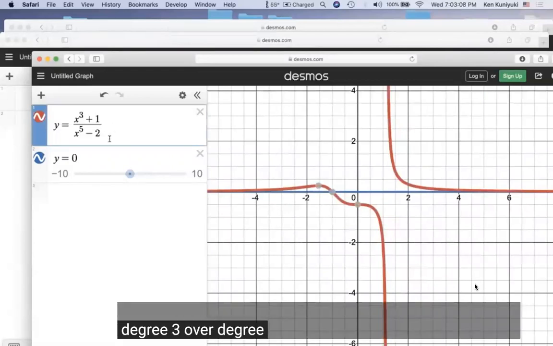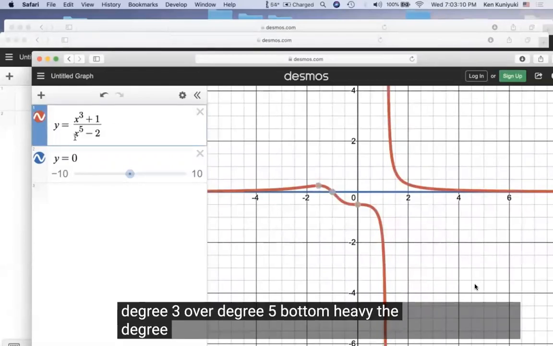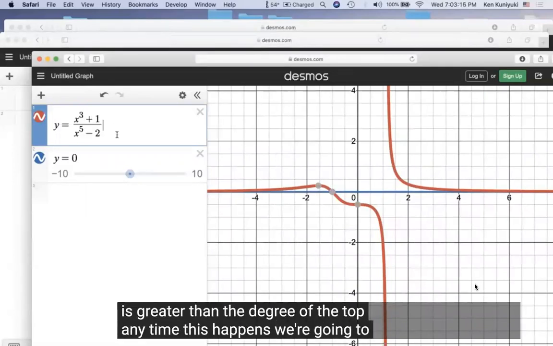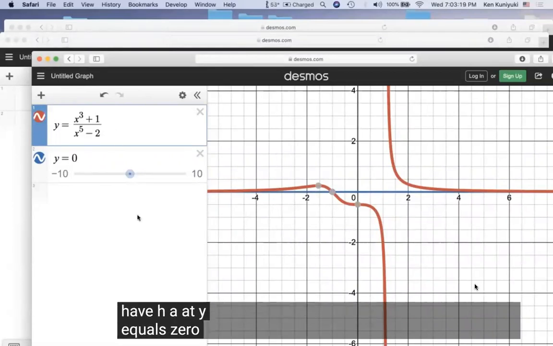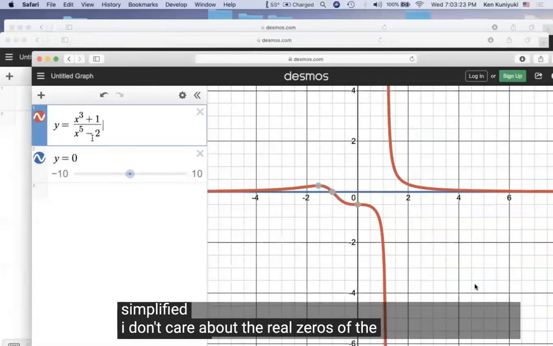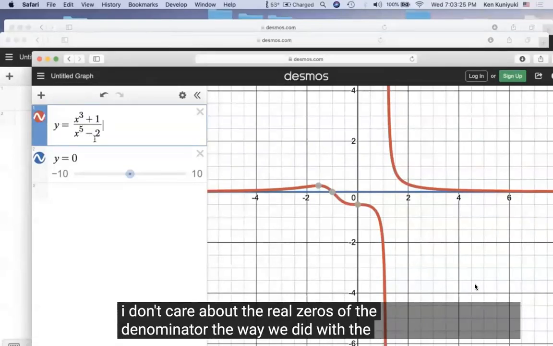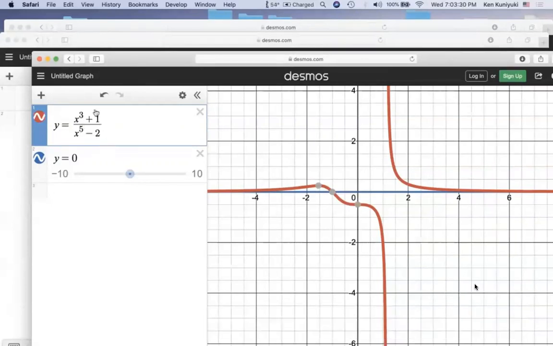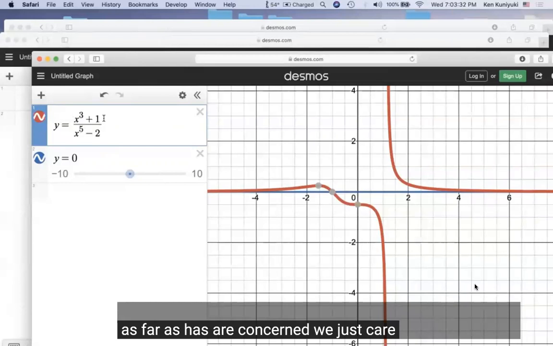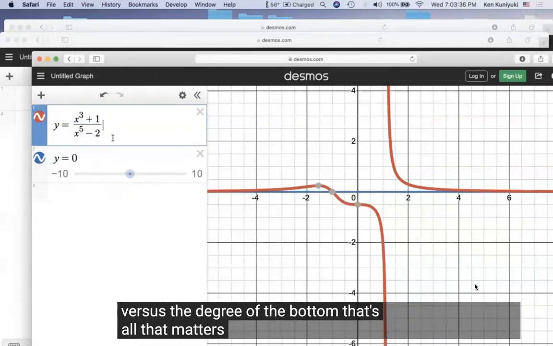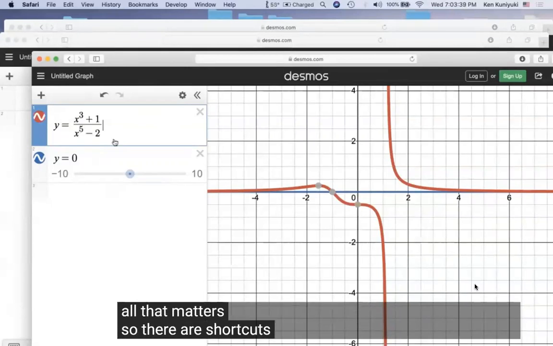Degree 3 over degree 5, bottom heavy. The degree of the bottom is greater than the degree of the top. Anytime this happens, we're going to have an HA at y equals 0. I don't even care if this is simplified. I don't care about the real zeros of the denominator, the way we did with the VAs. As far as HAs are concerned, we just care about the degree of the top versus the degree of the bottom. That's all that matters. So there's shortcuts.